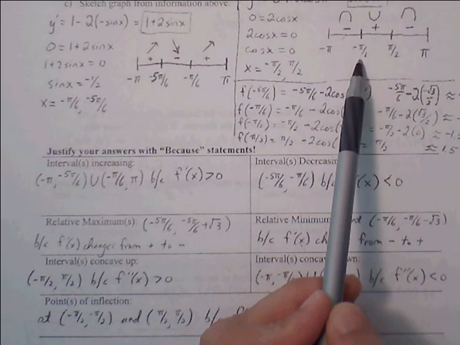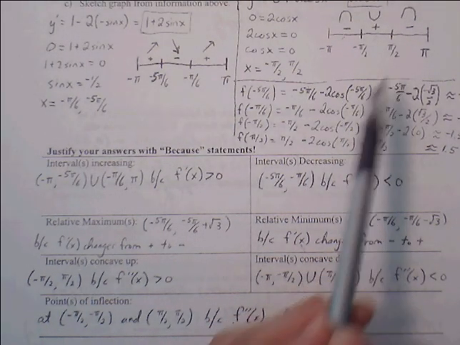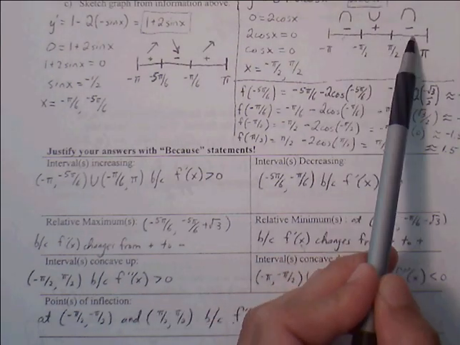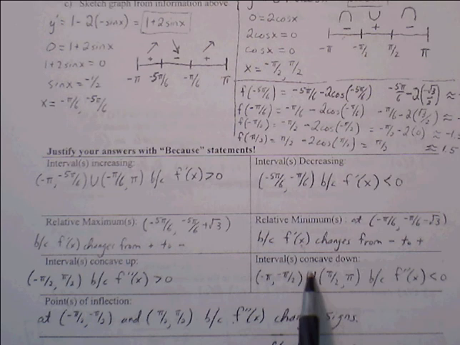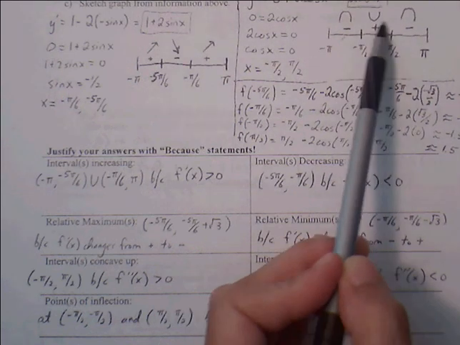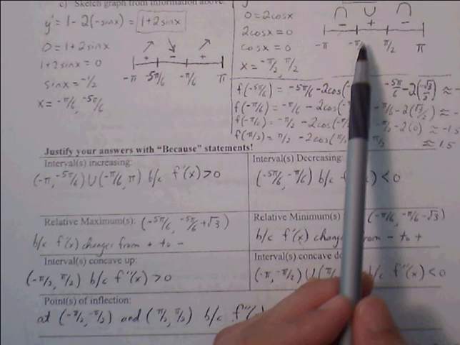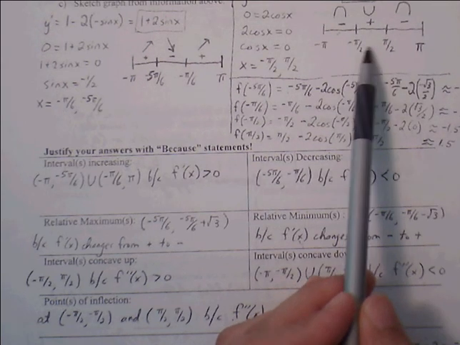For the intervals, we just read the sign line here. Negative pi to negative pi over 2, union pi over 2 to pi, is concave down, because f double prime is negative in those two intervals. And concave up from negative pi over 2 to pi over 2 because f double prime is positive. So points of inflection, these are the x values: negative pi over 2 and pi over 2.